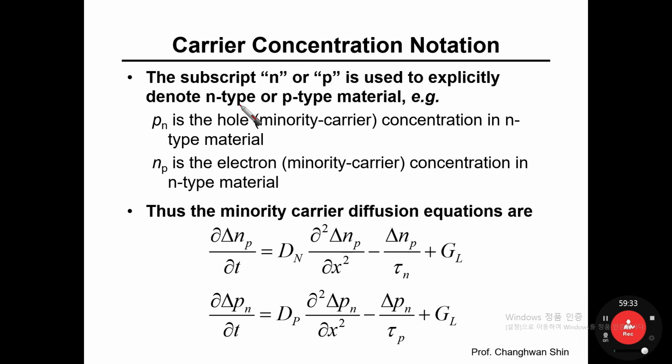Afterwards, we put in some more details such as a subscript N or P. Those subscripts indicate N-type or P-type material, so p_n and p_p. Then we have some more detailed and perfectly written minority carrier diffusion equations. Okay, so please remember these two equations in your brain and review. See you in the next movie clip.